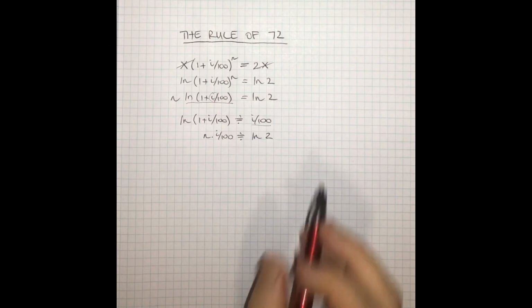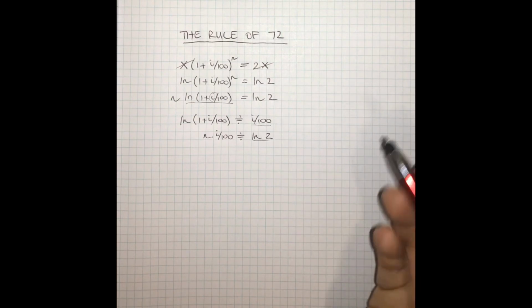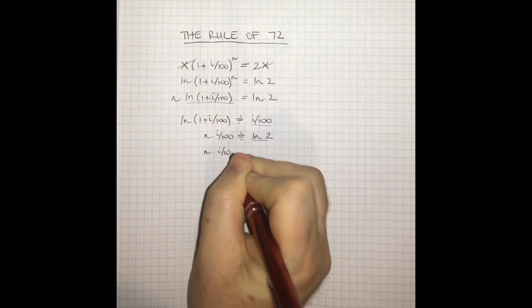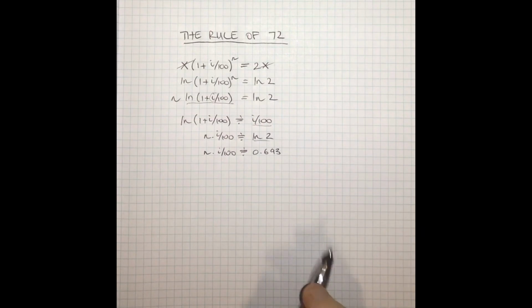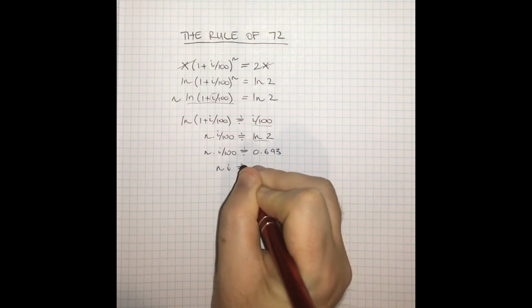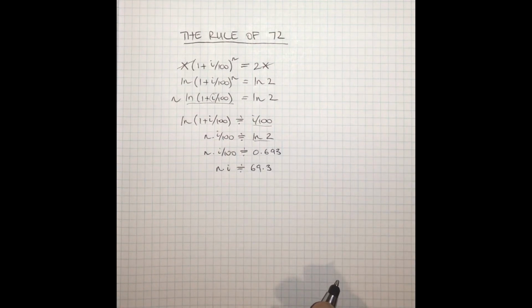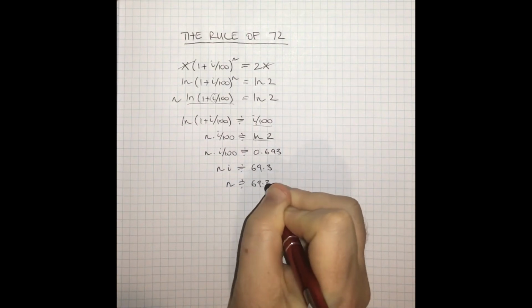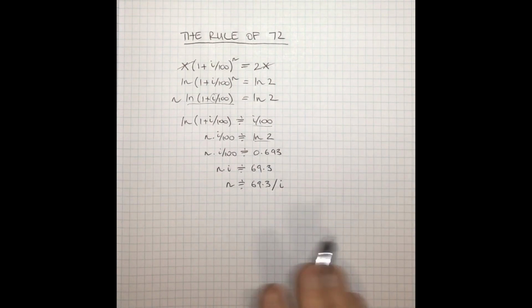And you could calculate what log 2 is using your calculator, or if you're like me, you'd probably just know that off the top of your head. And you get n times I on 100 is approximately 0.693. And then you can simply bring the 100 up and you get n times I is approximately 69.3. And essentially you'd end up with n being approximately 69.3 divided by the rate of return. And that's pretty much it for the algebra.